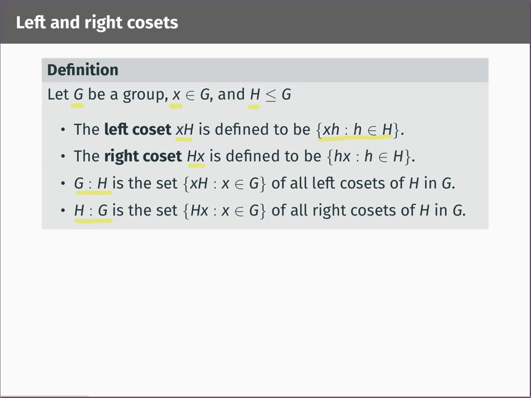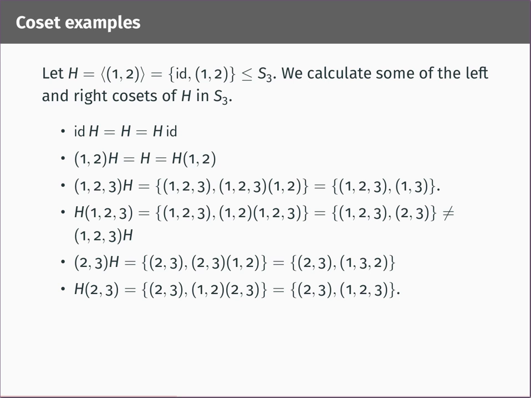Let's look at some example cosets now, and we'll begin with an example using the symmetric group. We take H to be the cyclic subgroup of S3 generated by the 2-cycle (1 2). Now, since a 2-cycle has order 2, that cyclic subgroup has size 2, and the things it contains are the identity element and the 2-cycle (1 2) itself. We're going to work out some of the left and right cosets of H in S3. And let's begin with the simplest of all, which is the left and right cosets of the identity.